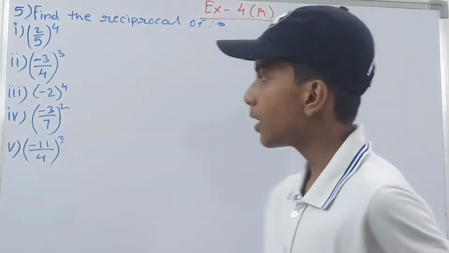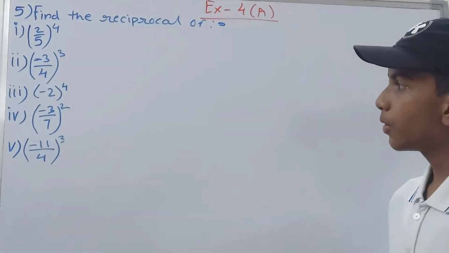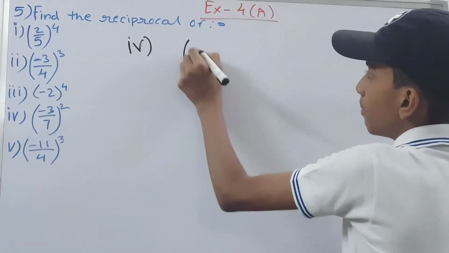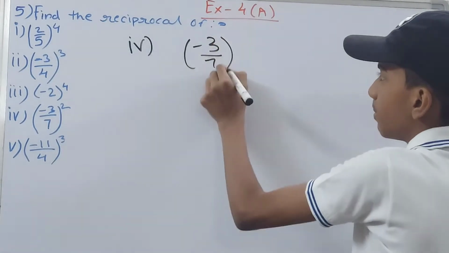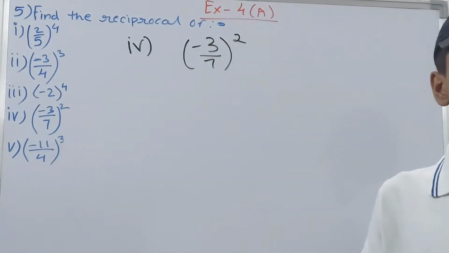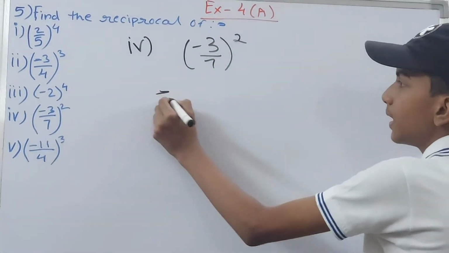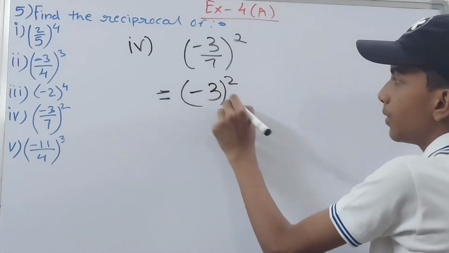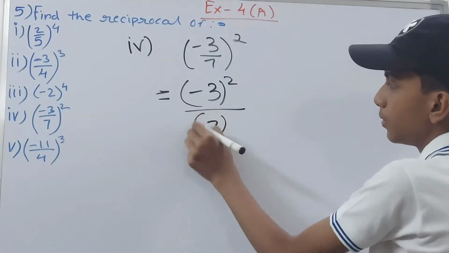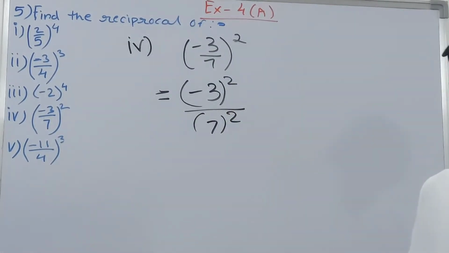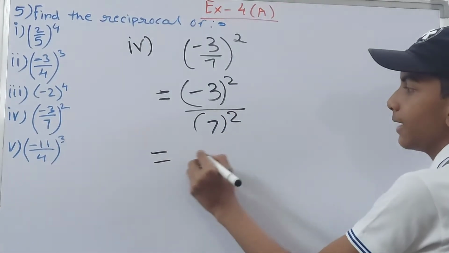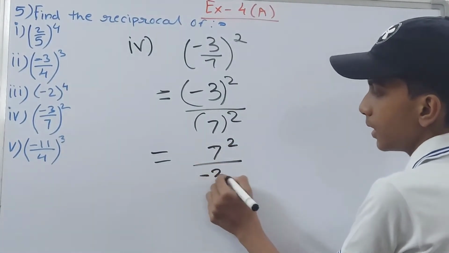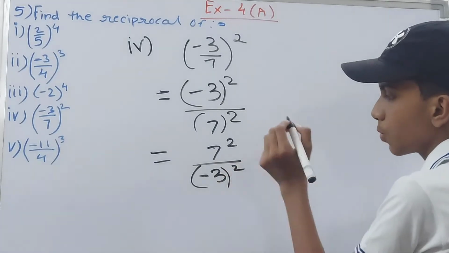Now let's move on to the next part. The fourth part is minus 3 upon 7 to the power 2. Again we will interchange them. First of all you can write it like this: minus 3 to the power 2 upon 7 to the power 2, just distributing the powers. And we can interchange now. So we'll have 7 to the power 2, 7 square, whatever you want to say, upon minus 3 square.